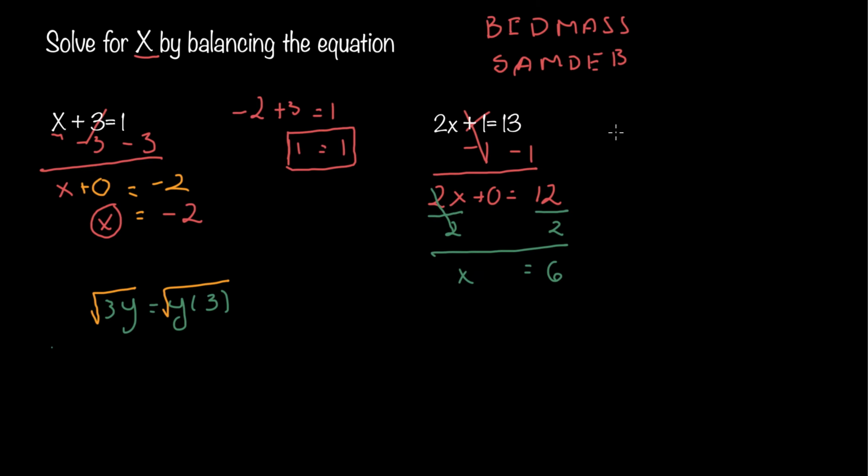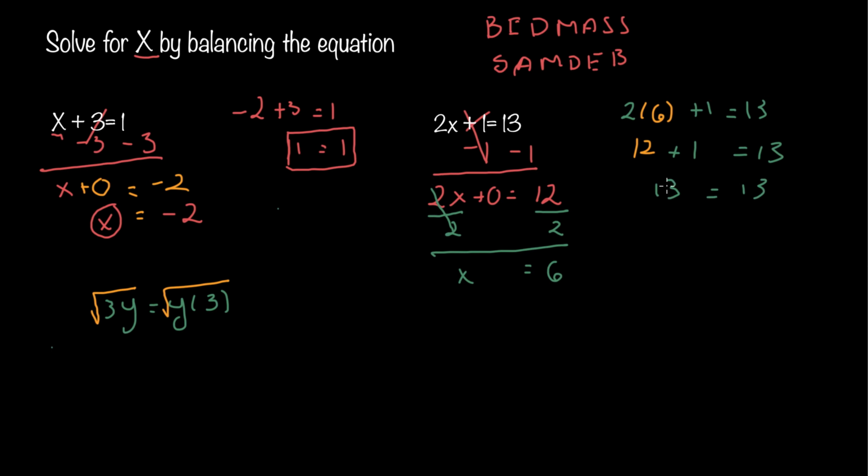So let's check. Let's make sure that we got the right answer. So let's sub in this x for 6. So 2 times our x value, which is 6, plus 1 is equal to 13. So let's see if this equation holds true. Well, 2 times 6, sorry, that's 12. And then 12 plus 1 is equal to 13. Well, isn't 12 plus 1 just 13? So 13 is equal to 13.